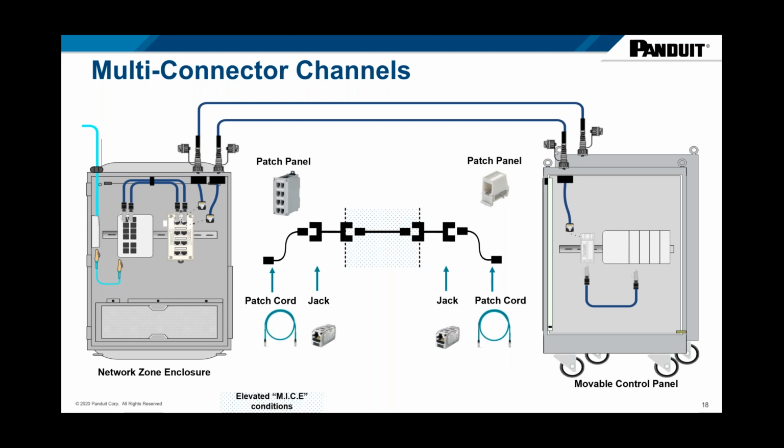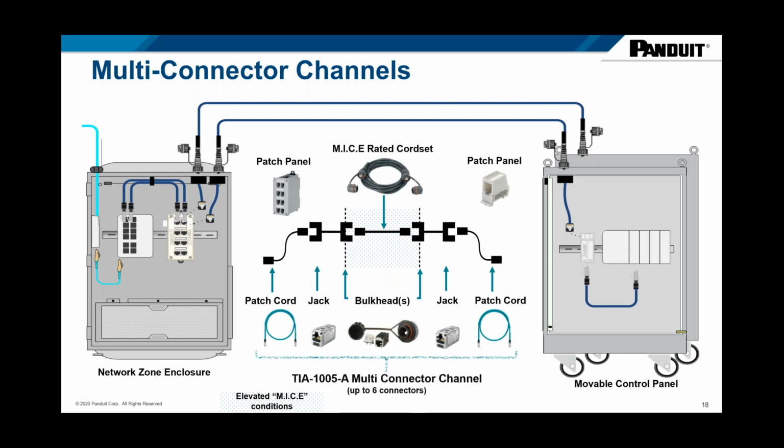And then we're going to have our rated, shielded patch cords inside those control panels as well. So that allows us to build out that network zone enclosure and that movable control panel and allow it to have connectivity between those two panels. Now, because this is a movable control panel and we've got an elevated M.I.C.E level, we're going to put a bulkhead on that enclosure, right? So that's going to seal that connection, and it's also going to provide us a plug point, right?